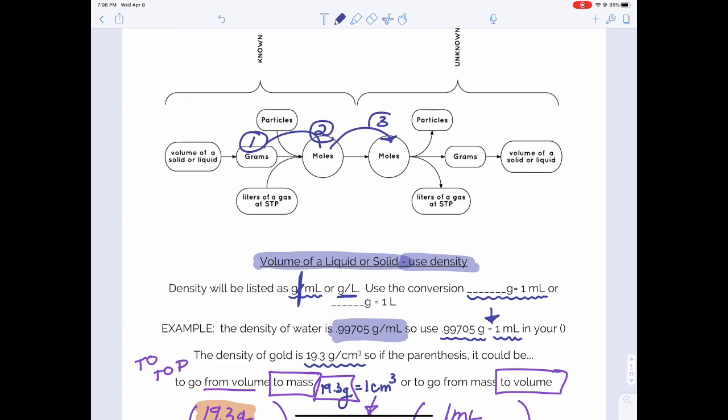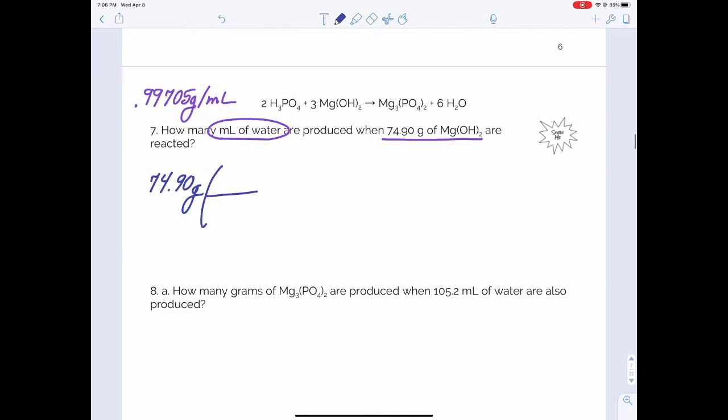Then I'm going to convert to moles of water. Then I'm going to convert to grams of water. Then I'm going to convert to volume of water using the density. Okay, so think about every time I make a jump, that's going to be a separate parenthesis. So if I go back to this question, the first thing I want to do is convert from grams of magnesium hydroxide to moles of magnesium hydroxide.